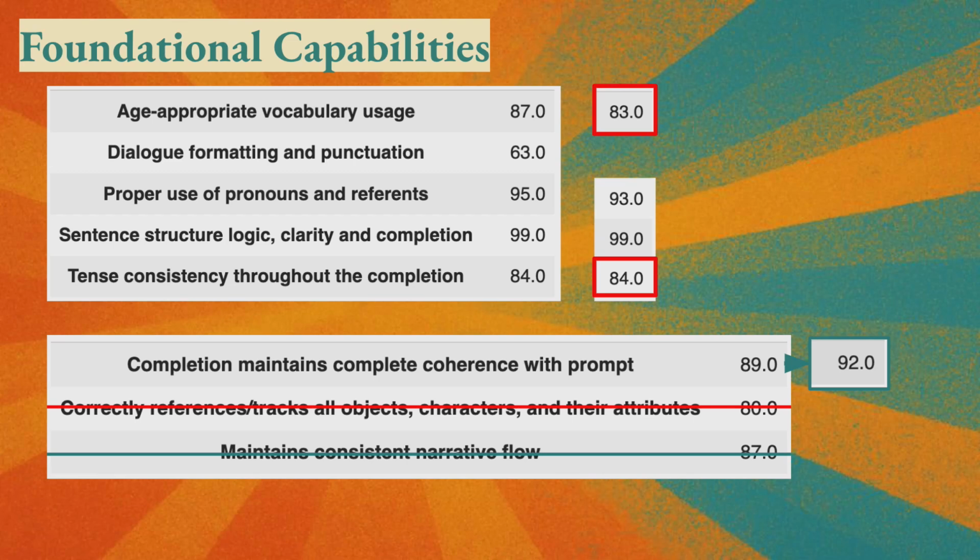Now, when it comes to context tracking, one of the 3 criteria I removed, and so that is no longer a concern of mine. And one of them I moved into the plot category because it felt like the explanations that Haiku was giving me were more aligned with the storytelling nature of the plot category. And the one criterion that remains, completion maintains complete coherence with prompt, cleared the 90% threshold. So super excited about that.